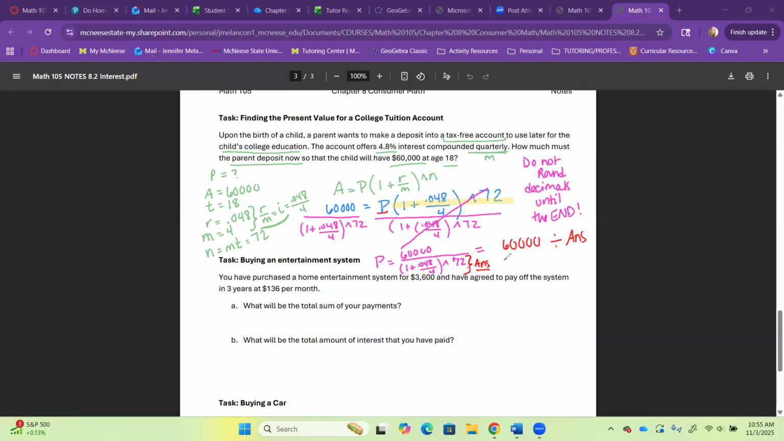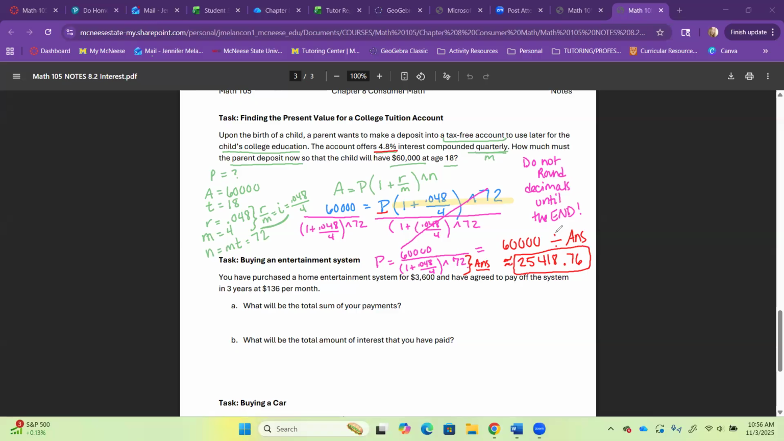And if you do that, you should get 25,418.75759. So I'm going to go ahead and round that to 76. And that is how much money I should need to deposit into this account at 4.8% interest compounded quarterly for 18 years. If I deposit that amount, its future value in 18 years will be worth $60,000. And I should, in theory, have enough money for college, except we don't know what inflation is going to do. So we can't be too sure about that.